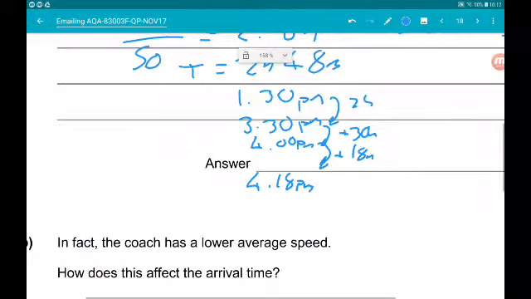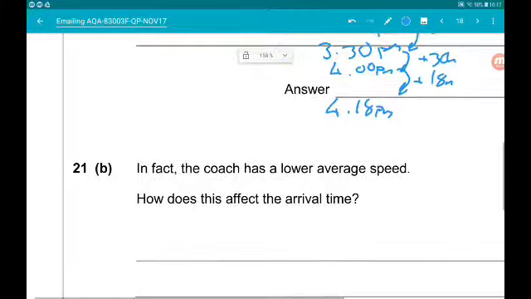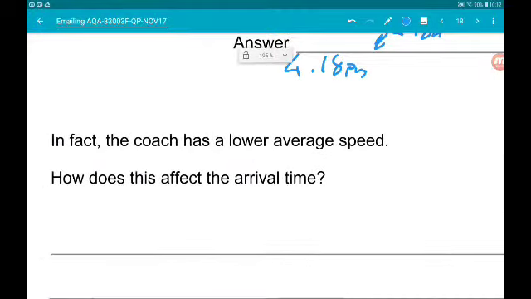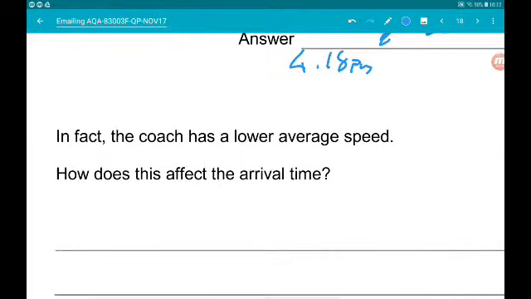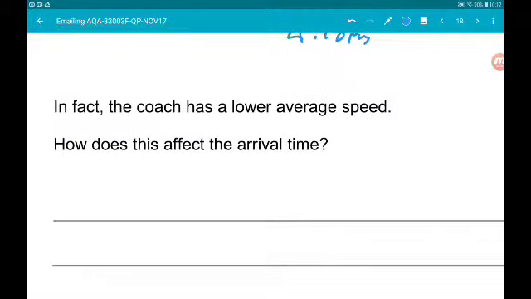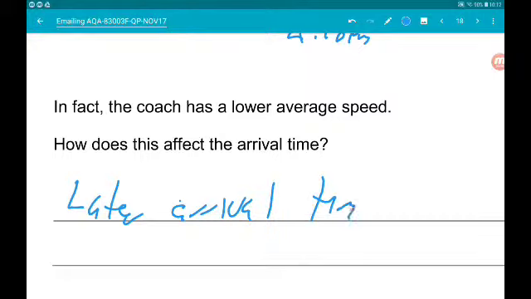Cool. Okay, part B. In fact, the coach has a lower average speed. How does this affect the arrival time? So, if we are going slower, the journey takes longer, which means a later arrival time. Cool.